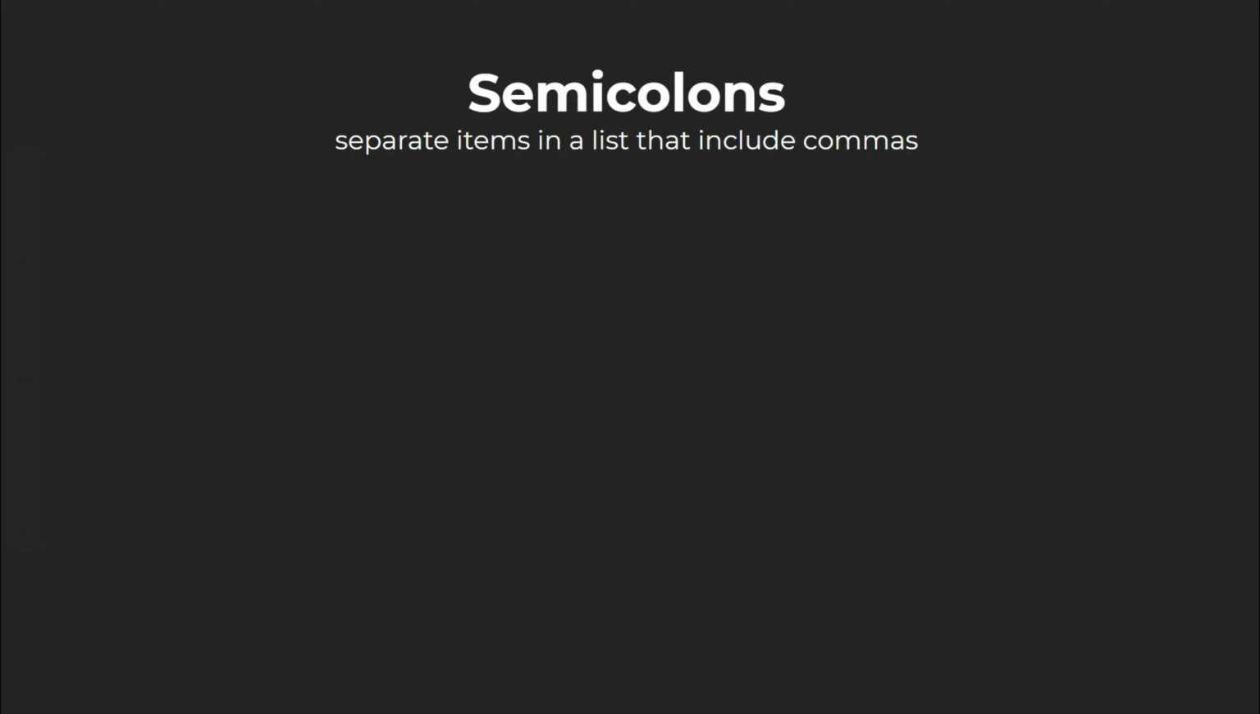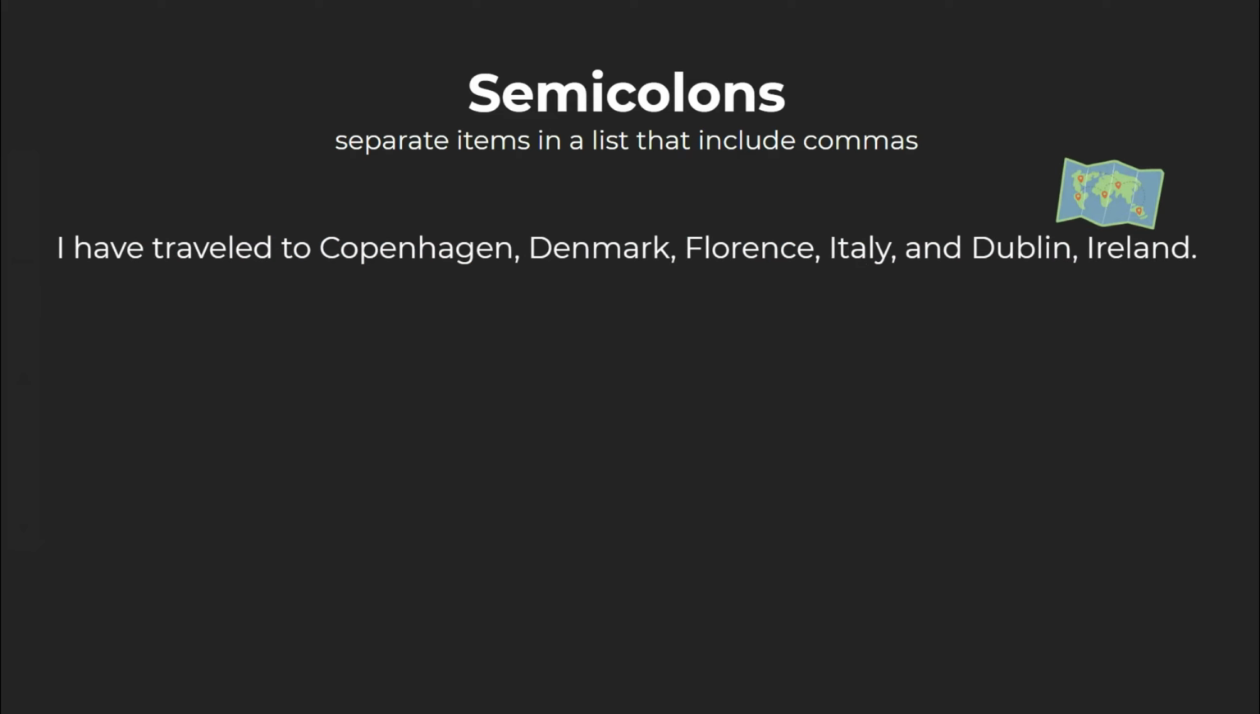Another job of the semicolon is to separate items in a list when those items include commas themselves. Let's explain with an example. I have traveled to Copenhagen, Denmark, Florence, Italy, and Dublin, Ireland. Each of these places correctly includes a comma between the city and country name.